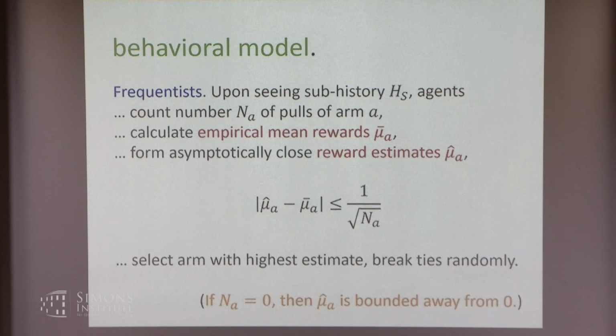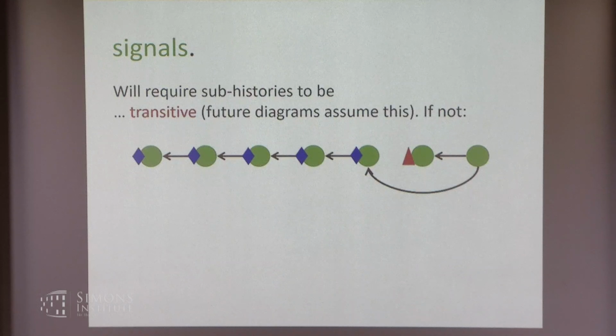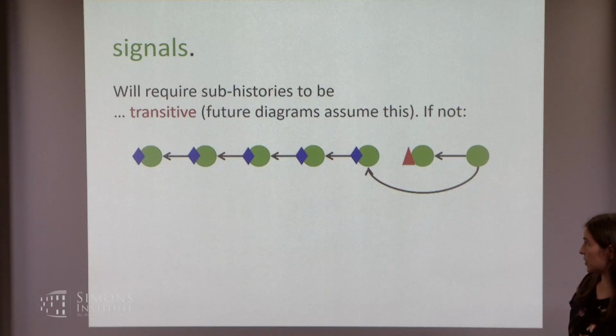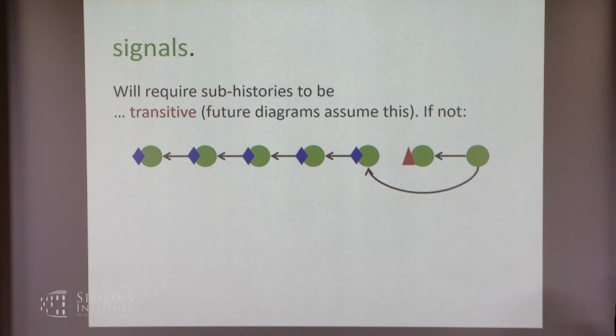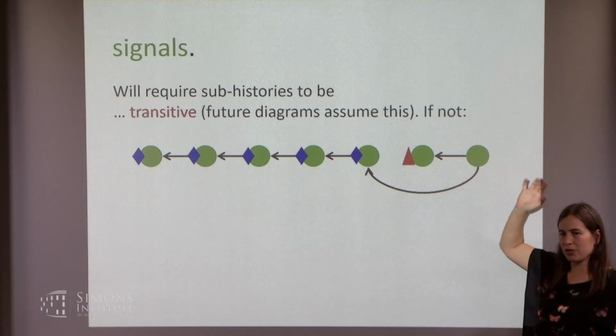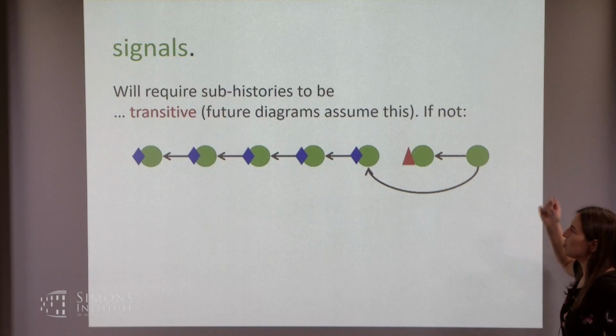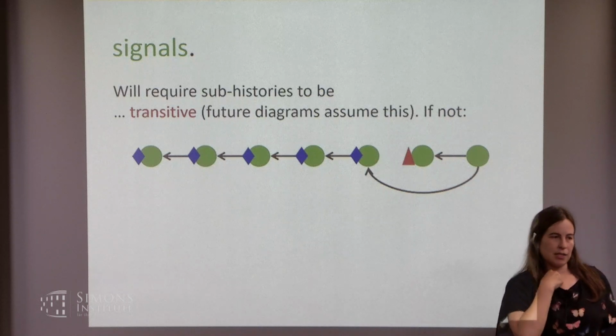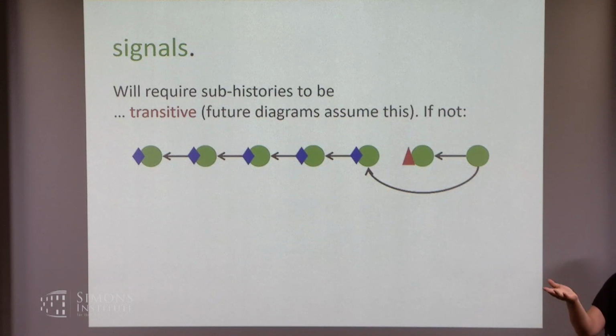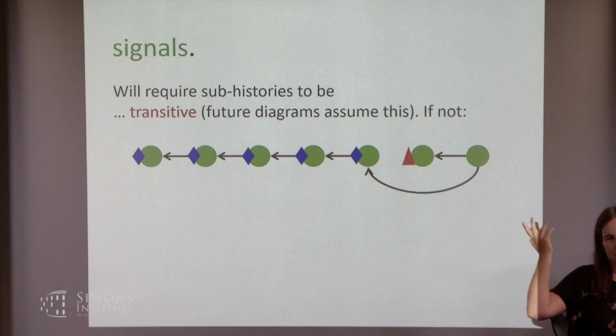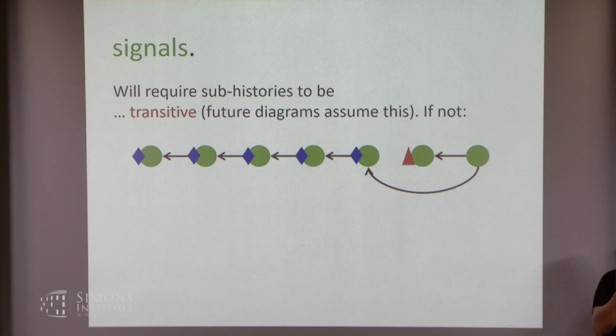Okay, so now let's think about the signals that we can use. So I'm going to require, first of all, the subhistories to be transitive. And so all future diagrams will assume this. But why do I care about transitivity? So what do I mean by transitivity? I mean that if I see what Vasilis sees, and Vasilis sees what Azarach sees, then I also see what Azarach sees.